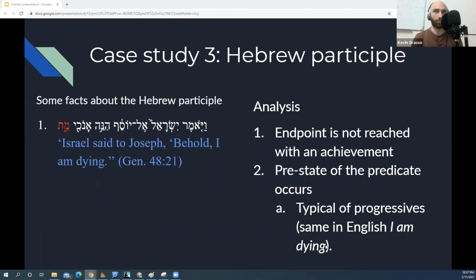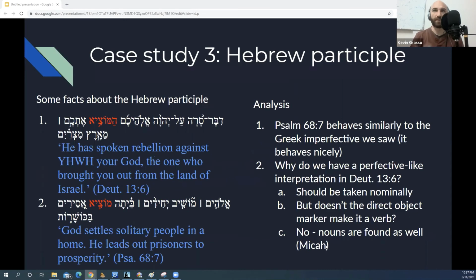Okay, so what do we do? In 1, I already said the endpoint is not reached with an achievement; the pre-state of the predicate occurs. That's very typical, and very similar to English. So the question is, when we come to examples like Deuteronomy 13:6, why can we use it as seemingly a perfective event?